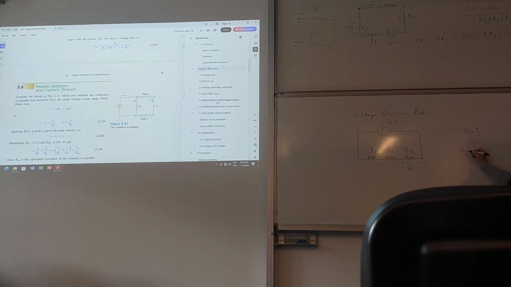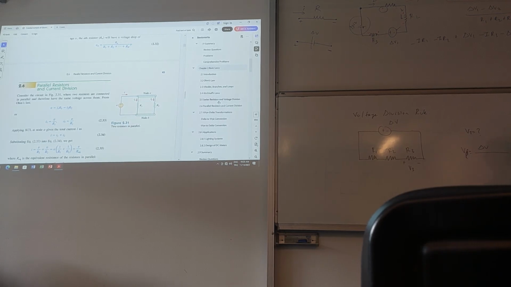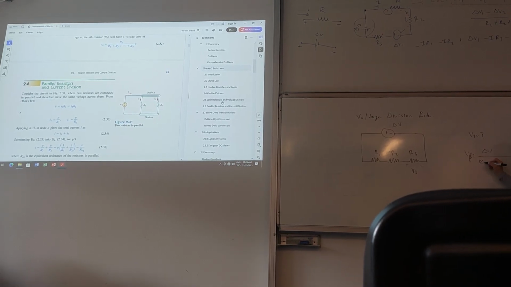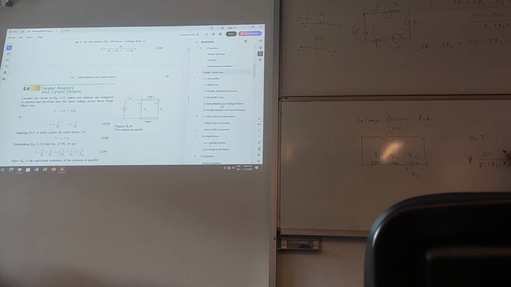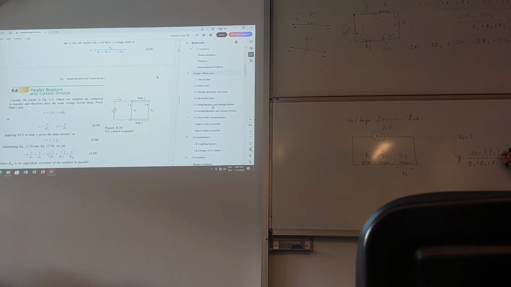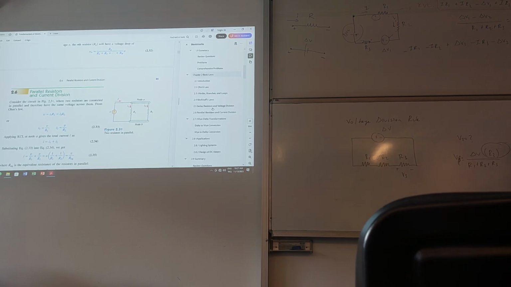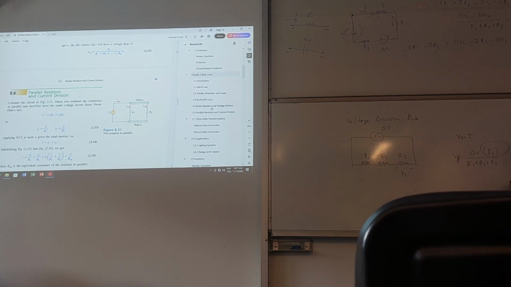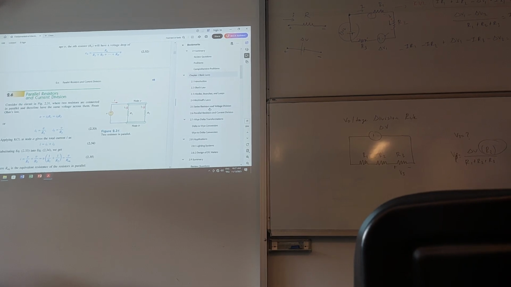I have my potential source, which is shared by all of them, but depending on the one that I am interested in, because I am trying to calculate the potential across this resistor, I can just use voltage division. Again, calculating the current and then the potential is not an issue. You can do that. This is just sometimes much easier to calculate.